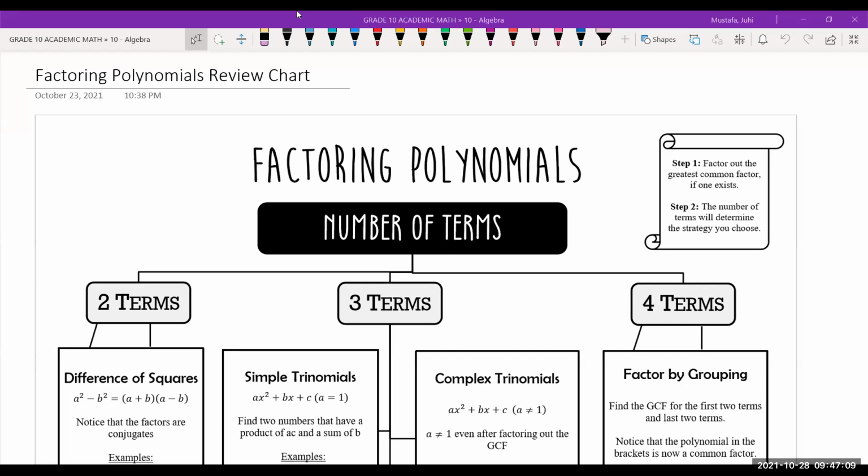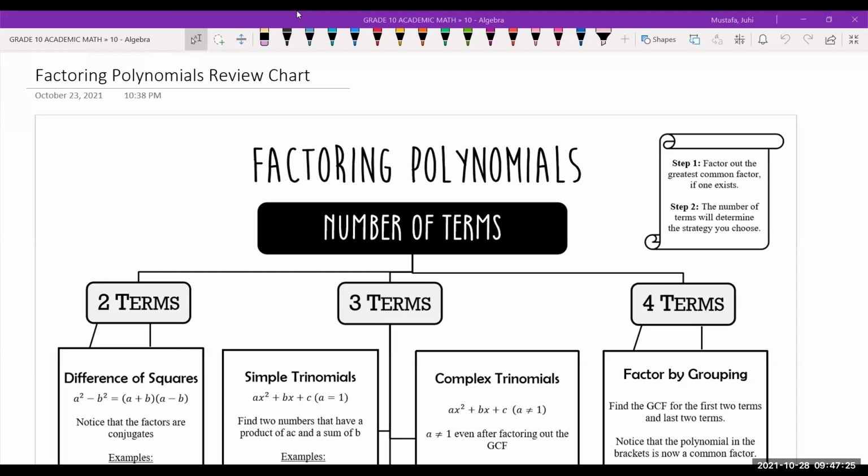We know that factoring is the opposite of expanding. So in grade 9, we were expanding. In grade 10, we learned how to multiply binomials. And all of that was expanding. Now we're going backwards. I'm giving you the answers, and I'm asking you what the question was.